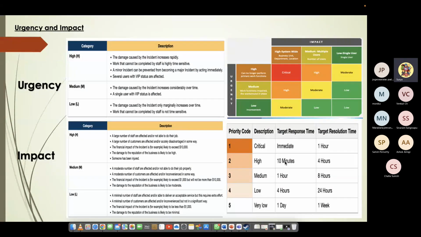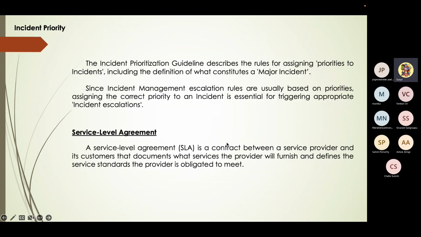Okay, so you prioritize the incidents here. Okay, this one is P1. Okay, then what should you do? There comes the service level agreement. Okay, so the same way, for the hardest work you will be paid more.